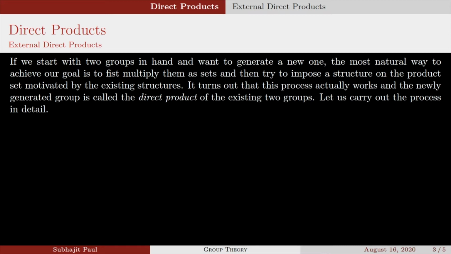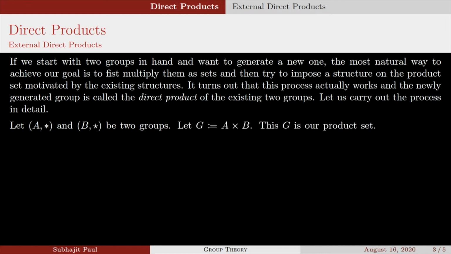So now we have two groups A and B, and they have two different operations. On A we have asterisk, and on B we have star. Let G be A cross B. So this G is our product set what we were talking about. So what are the elements of G? They are product pairs (a, b), where small a is coming from capital A and small b is coming from capital B. So those are the elements of G.